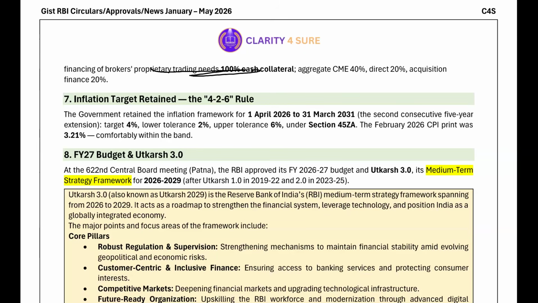You should understand it. Now, the seventh circular is that inflation target retained, the 4 to 6 rule. The 4 to 6 rule will help you understand, right? It is just for your analogy that we have used the heading to make you mark the data. Inflation target retained. The government retained the inflation framework from 1st April 2026 to 31st March 2031. The second consecutive 5 year extension, the target is 4%.